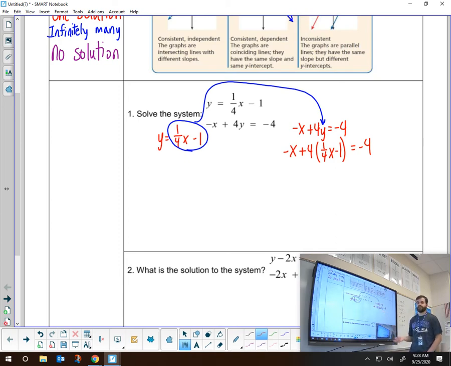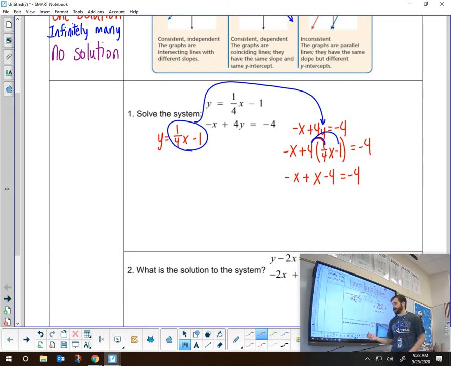So by doing this, I have created an equation with only one x in it. So let's see if it works out. Let's distribute: 4 times 1/4 x, and 4 times negative 1. 4 times 1/4 x is just x, because 4 times a fourth cancels out that fraction. And so we're just left with 1x. 4 times negative 1 is negative 4. So I have a negative x plus x minus 4 equals negative 4.